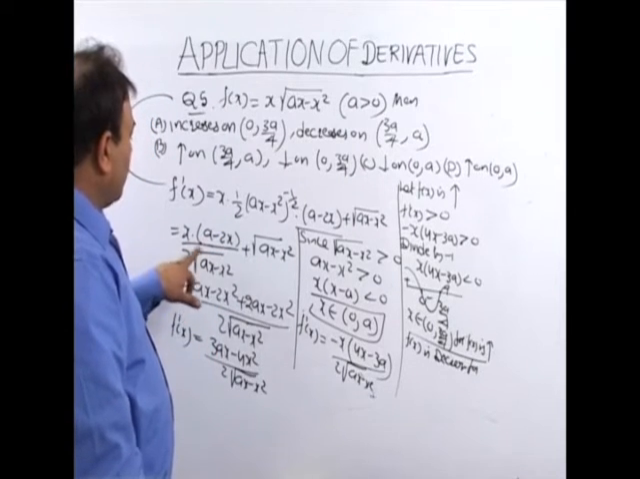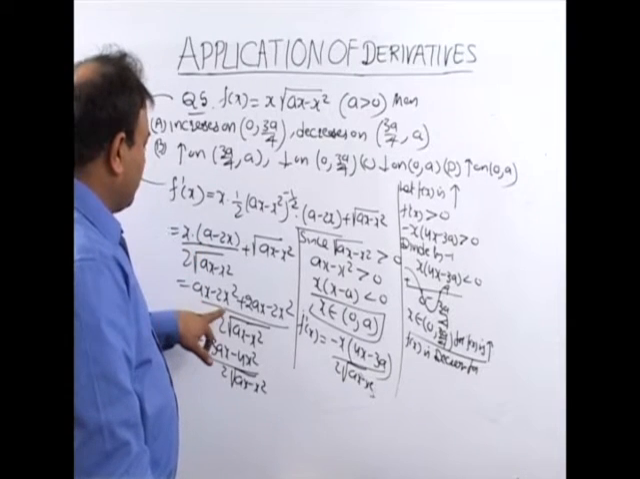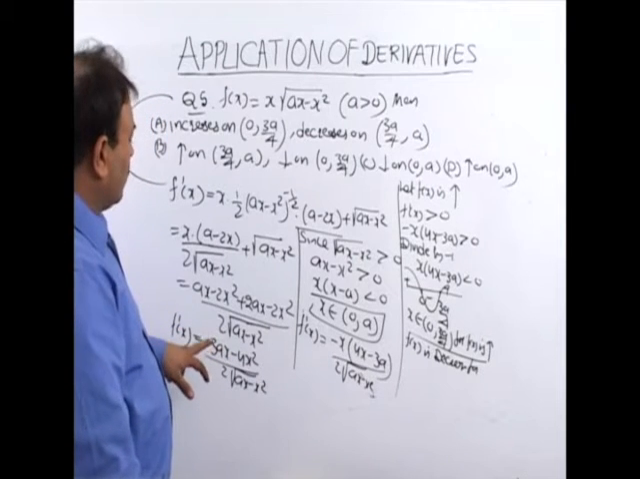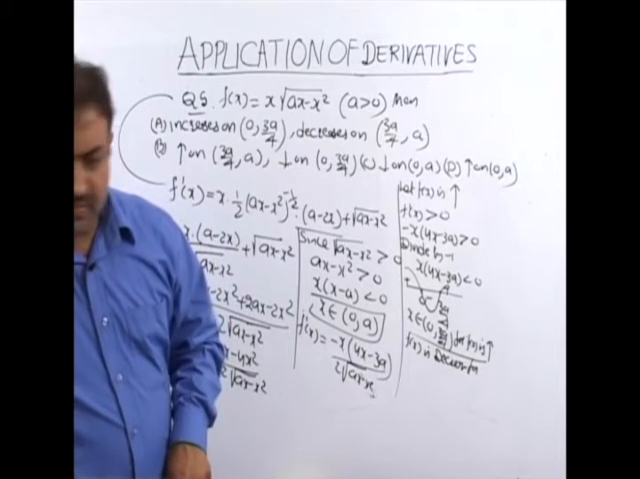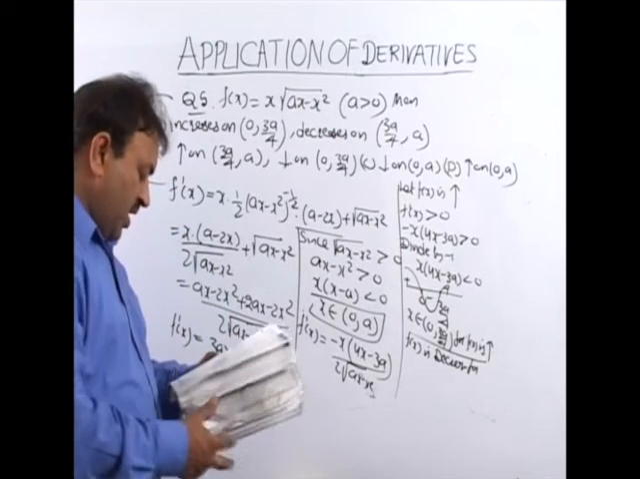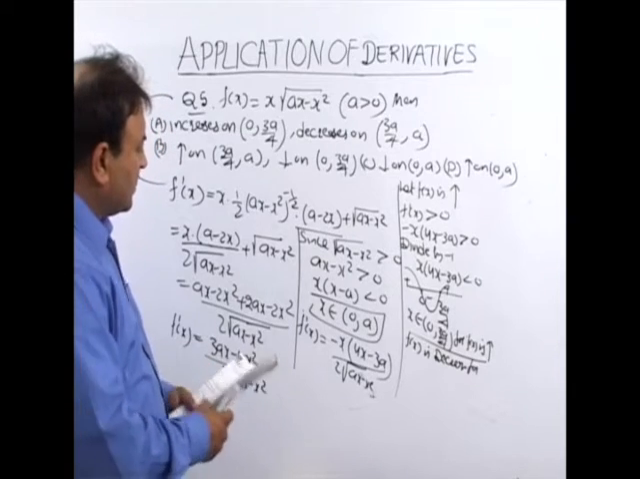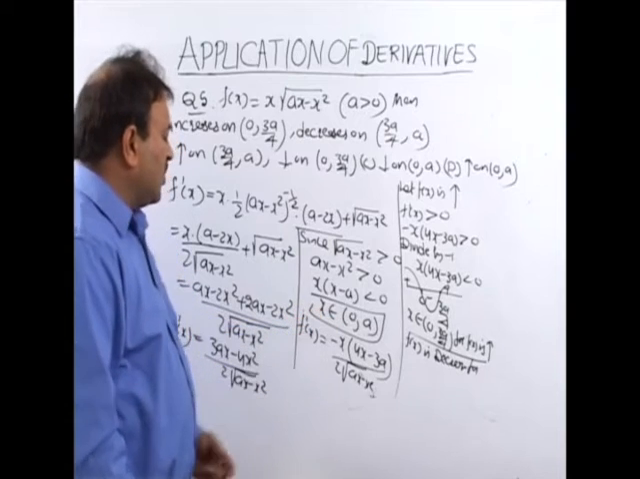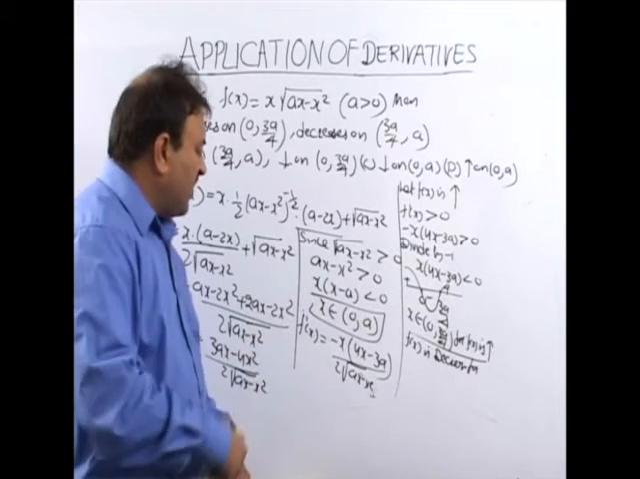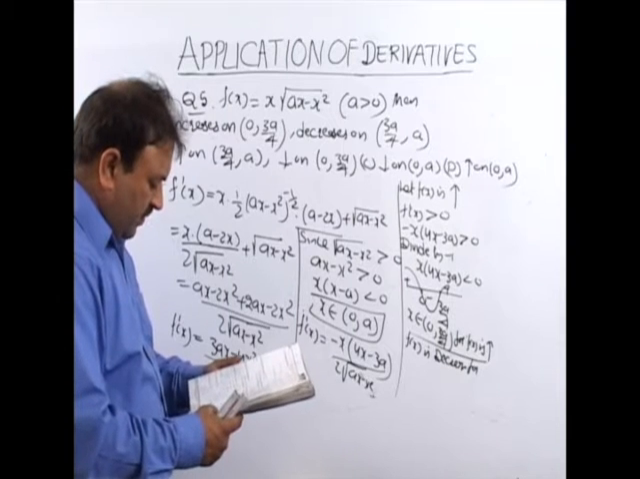Then it comes out to be 3ax minus 4x square. Now I can say this is positive. X की ज़्यादा से ज़्यादा लिमिट हम पुट कर सकते हैं 0 से लेके a तक. This is our f dash x. It is minus x into 4x minus 3a, upon 2 times the square root.